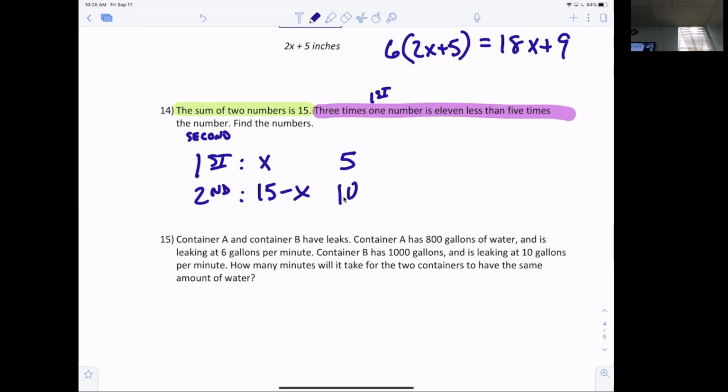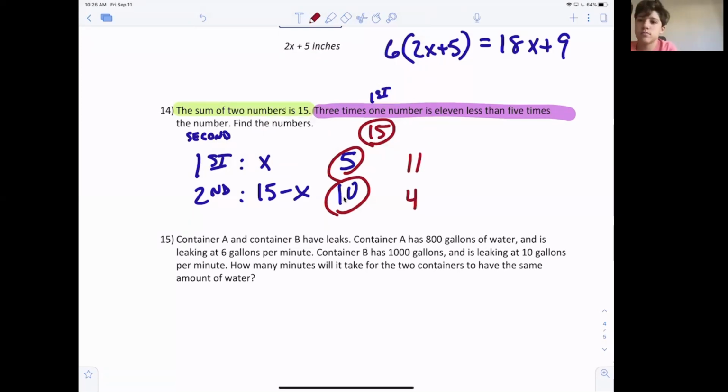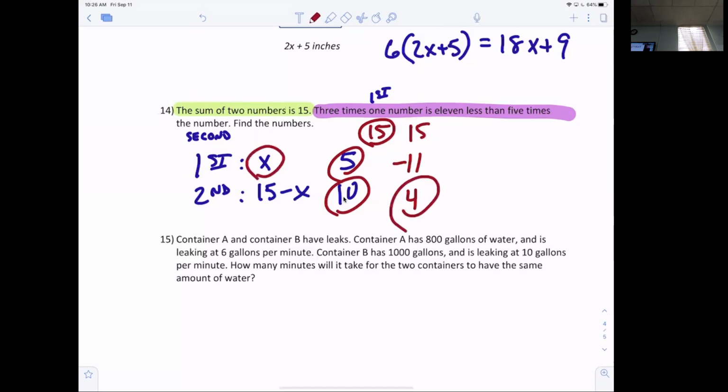How did we get 10? In your brain, you're supposed to say, I have 15 and 5. How do I make 10 with 15 and 5? 15 minus 5. So let's say this was 11. Then the other number would be what? 4. Because I'm taking the number 15 and subtracting 11. That's how I'm getting 4. So if the number is X, the second number is going to be 15 minus X.